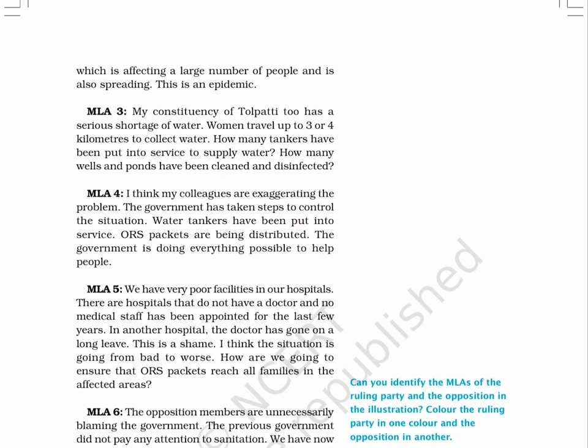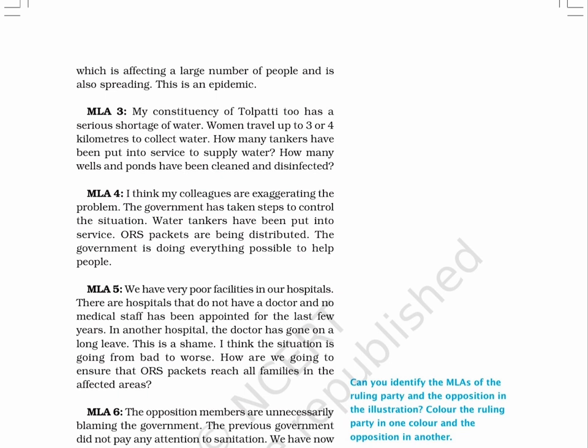Page number 35. MLA 3. My constituency of Tolpatti too has a serious shortage of water. Women travel up to 3 to 4 kilometers to collect water. How many tankers have been put into service to supply water? How many wells and ponds have been cleaned and disinfected?